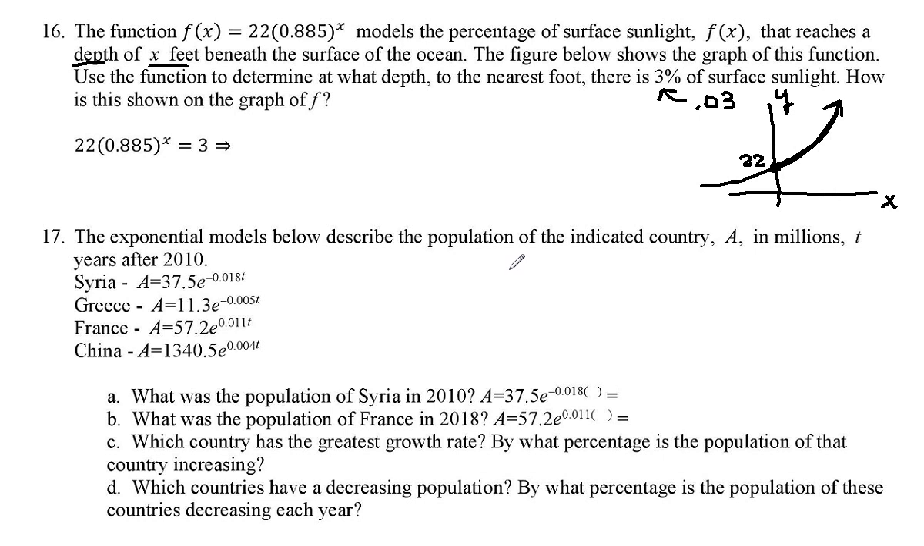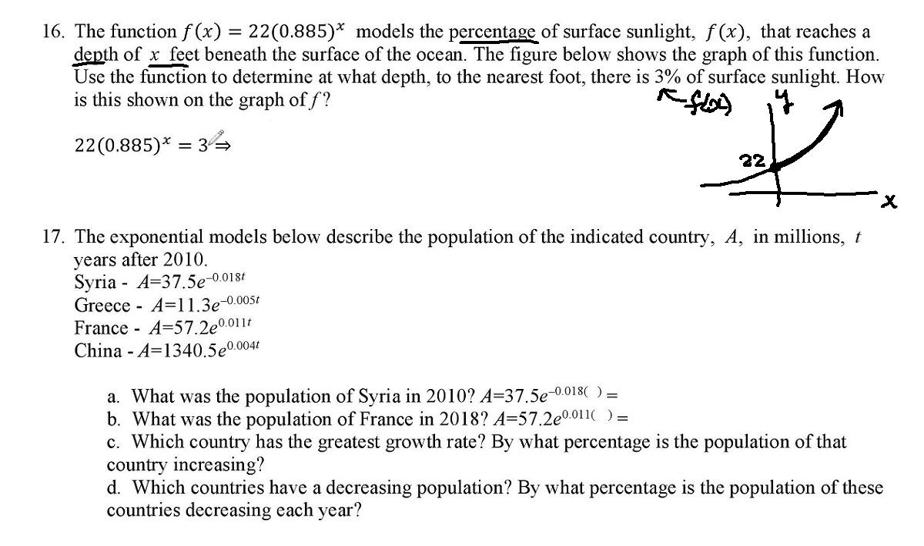So we want 3% below the surface. And oh, I'm sorry. This is the percentage of the surface sunlight. So the 3% is actually going to be a 3, not a 0.03, when we do our solving. Okay, so that's our f of x value is 3. So we are determining depth, which is x.